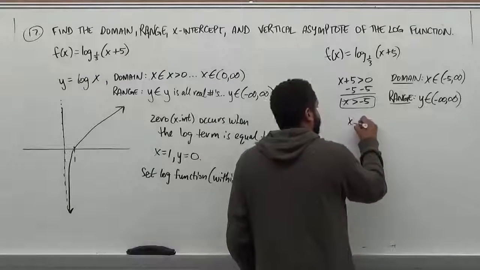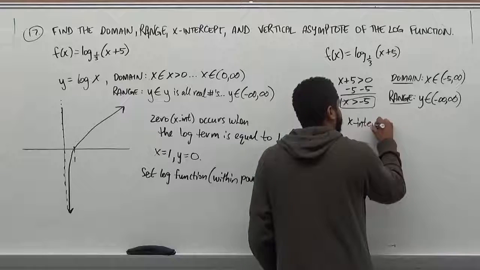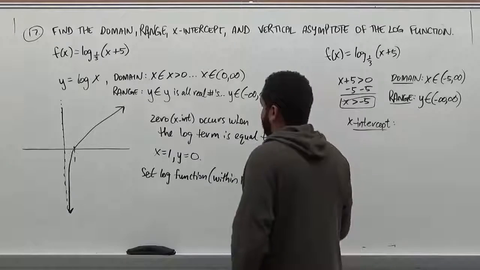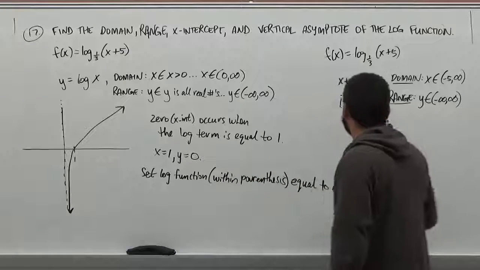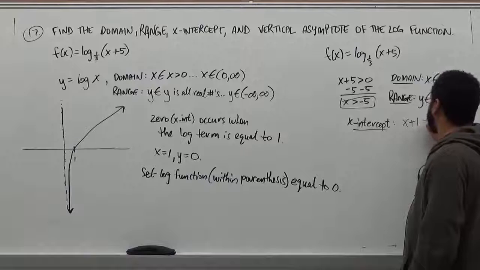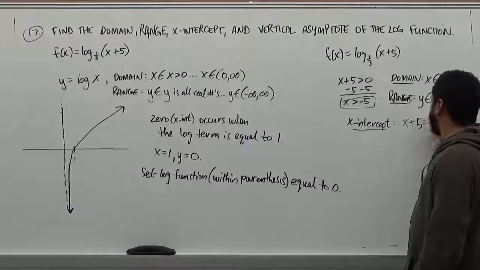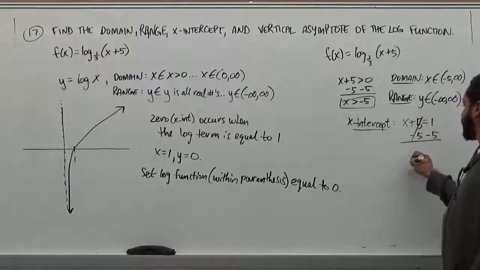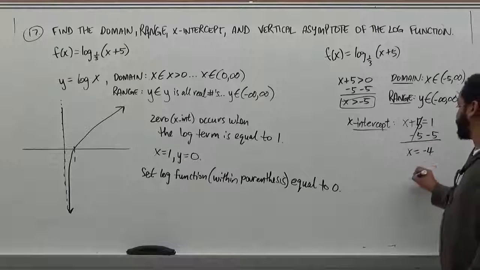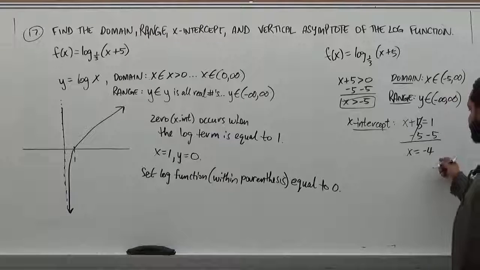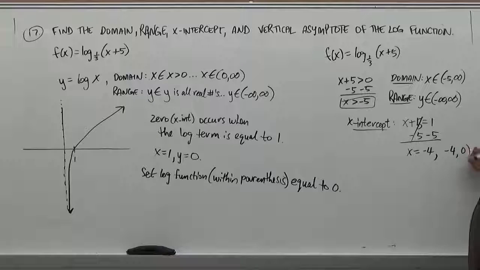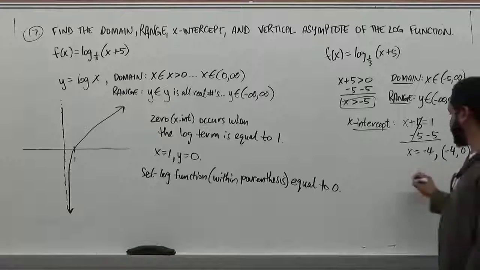Now the x-intercept we can solve when the inside of the logarithm is equivalent to 1. So we take x plus 5, we set it equal to 1, and we solve this. We subtract 5, and we get x is equivalent to negative 4. So the x-intercept is going to be negative 4, 0. This is our x-intercept.